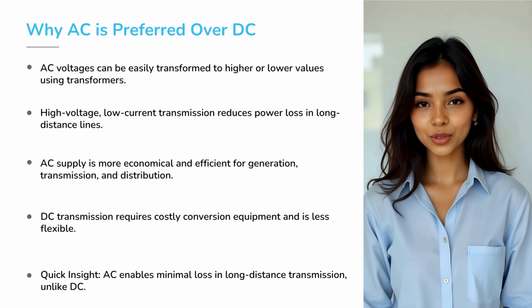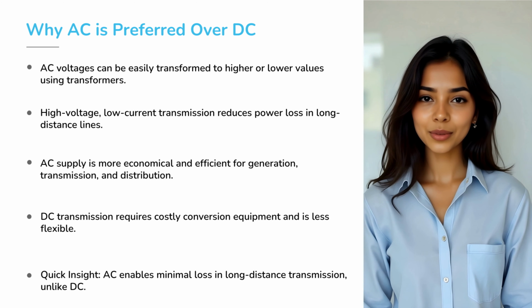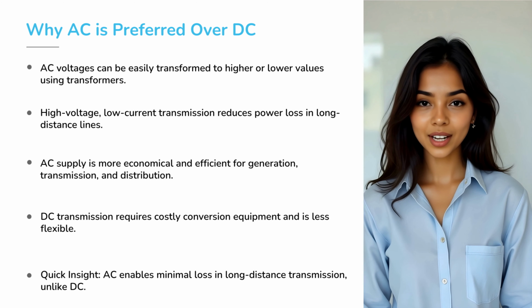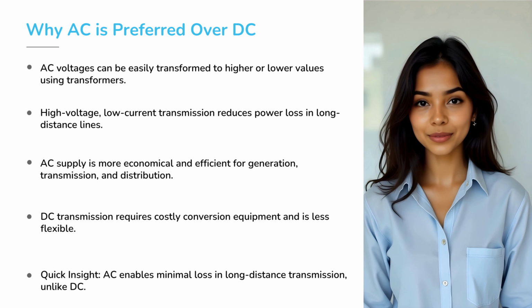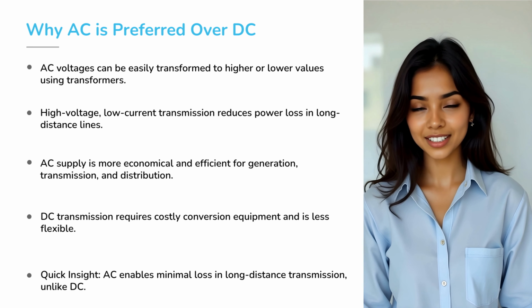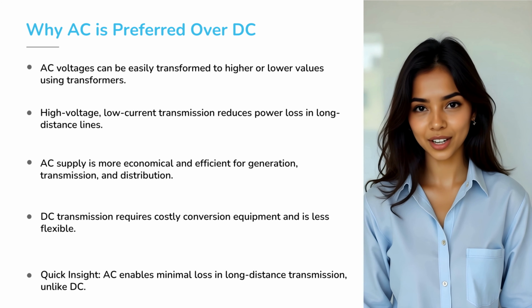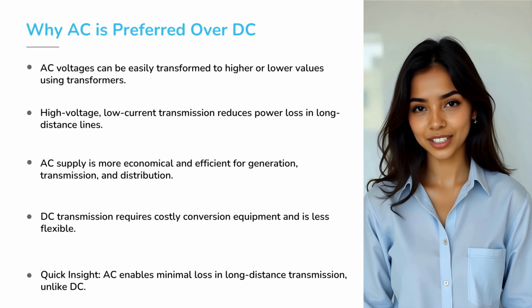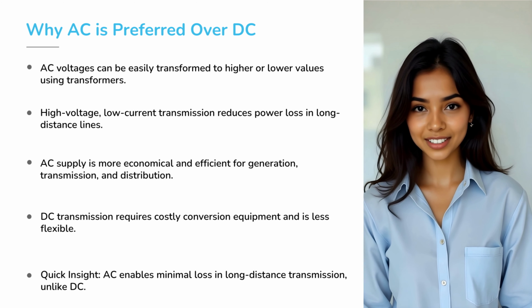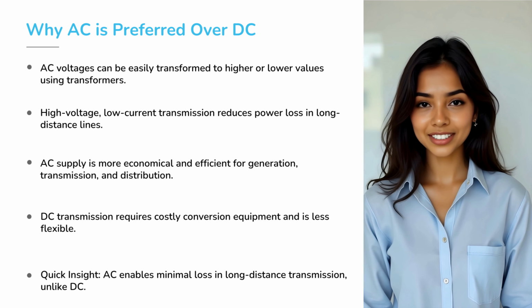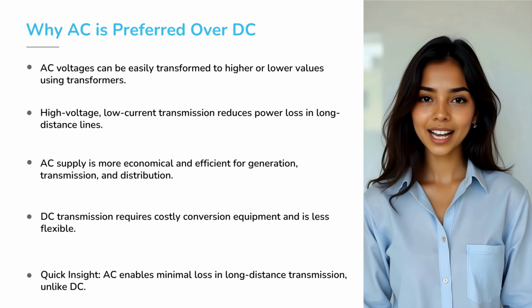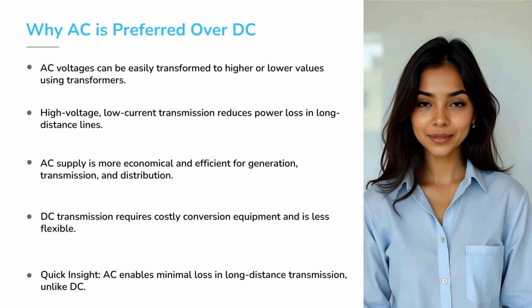Next, here's a crucial point about long-distance transmission. When we transmit electricity over hundreds of kilometers, we want to reduce energy loss. With AC, we can step up the voltage and reduce the current. High voltage and low current means much less power lost as heat in the transmission wires. This is exactly why power lines carry AC instead of DC.